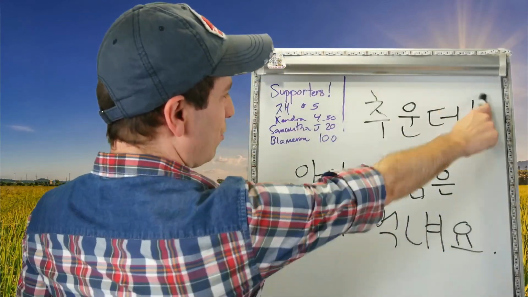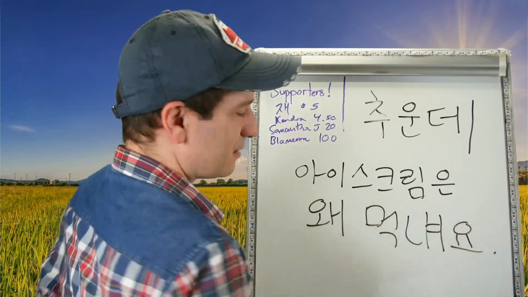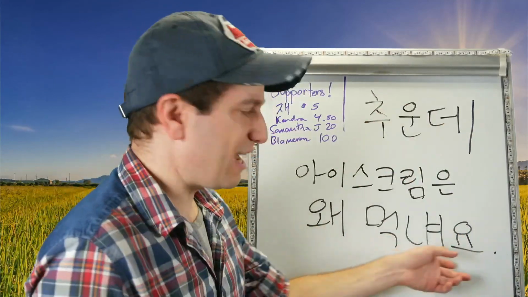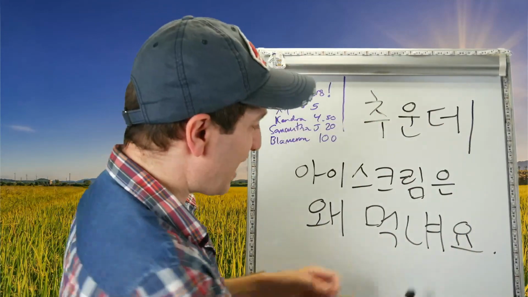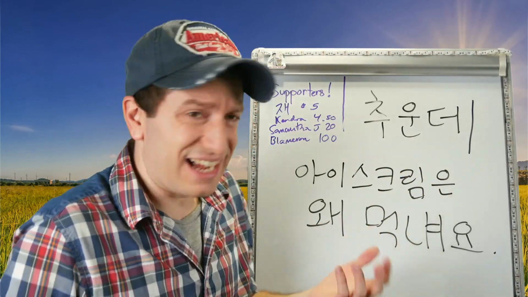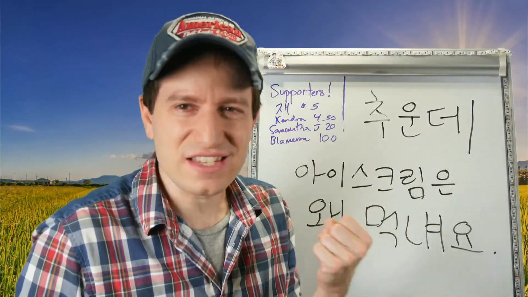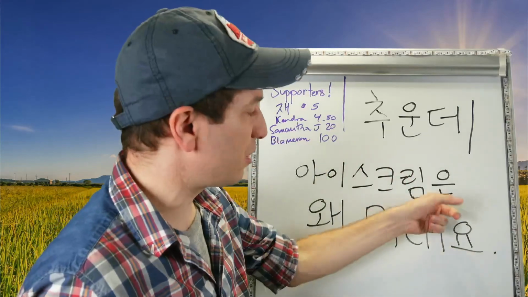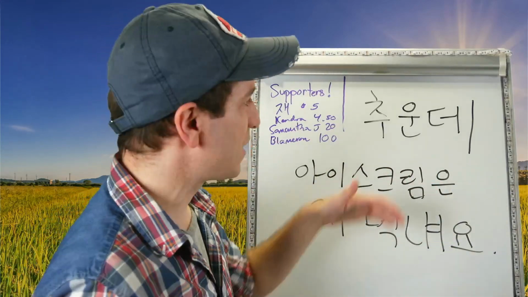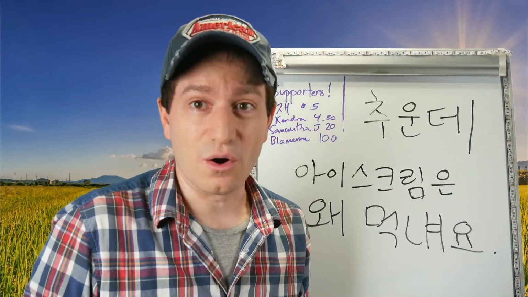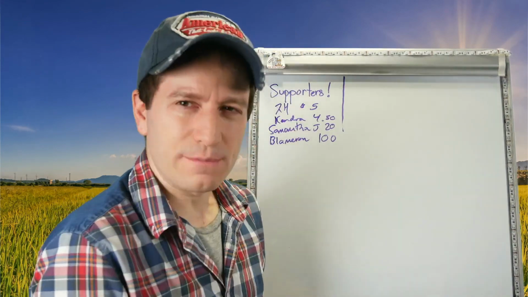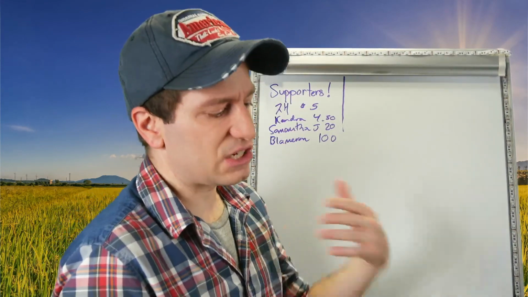추운데, it's cold. 아이스크림은 ice cream. 왜 먹냐요? 먹다, to eat. So I ask, it's cold, but why are you eating ice cream? You get that emphasis, ice cream, by using the topic marker here instead of just the object marker. 추운데 아이스크림은 왜 먹냐요? There's one more form that we need to talk about, and that is for making suggestions.